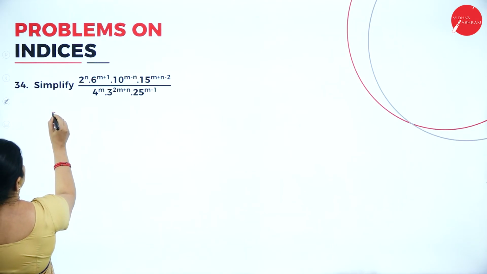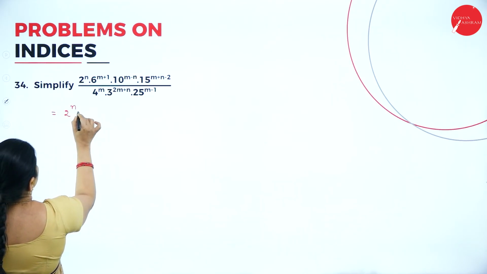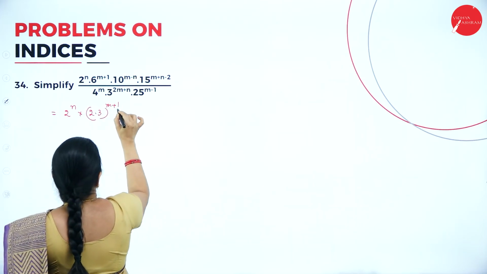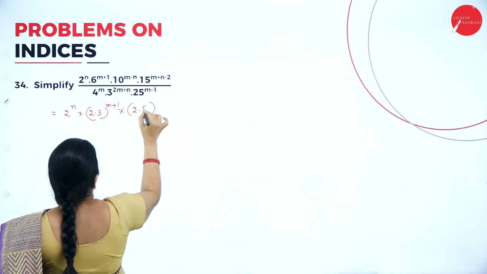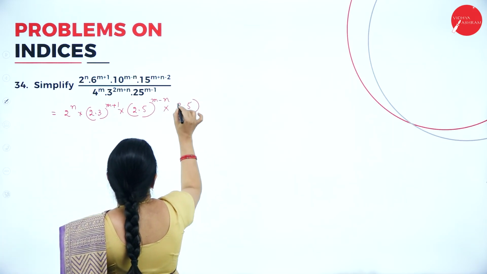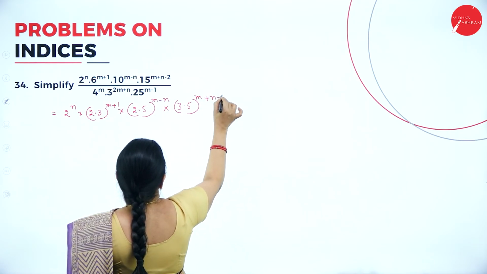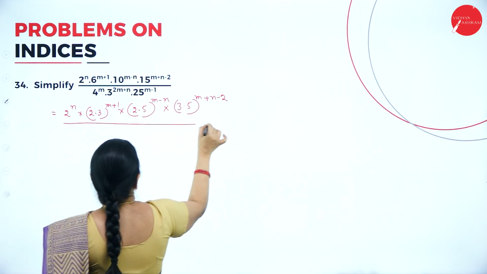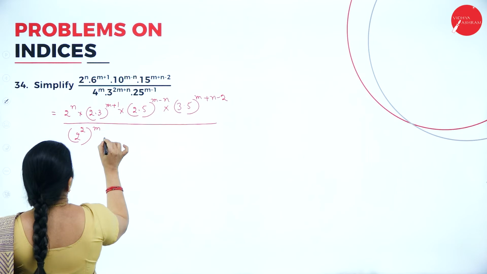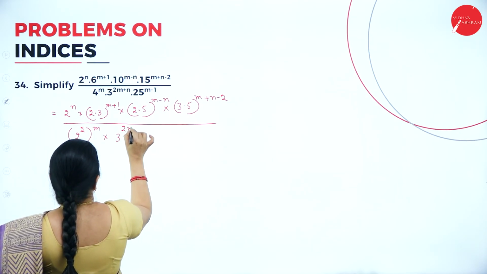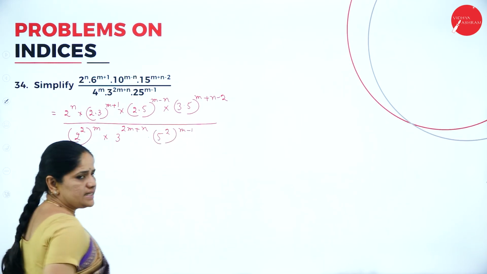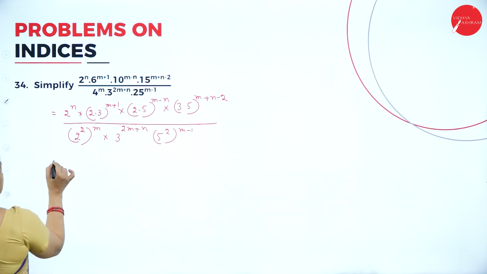Now I will rewrite it as 2 to the power of n into 2 into 3 to the power of m plus 1 into 2 into 5 to the power of m minus n into 3 into 5 to the power of m plus n minus 2 whole over 2 square to the power m into 3 to the power of 2m plus n into 5 square to the power of m minus 1. Now I will simplify this.